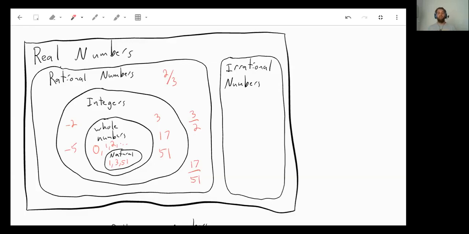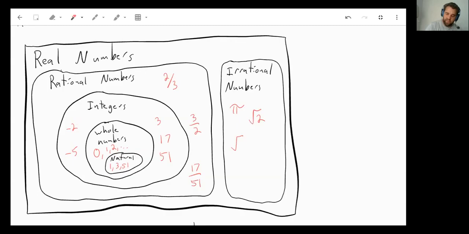Irrational numbers, on the other hand, since those circles do not overlap, are numbers that can't be written as fractions. They are numbers that, if they are a decimal, keep on going forever without ever repeating. Something that you know that's like that would be pi. Pi is an irrational number. You will also see square roots in here if the square root can't be simplified. So like the square root of 2, the square root of 7. Those would all be irrational numbers.